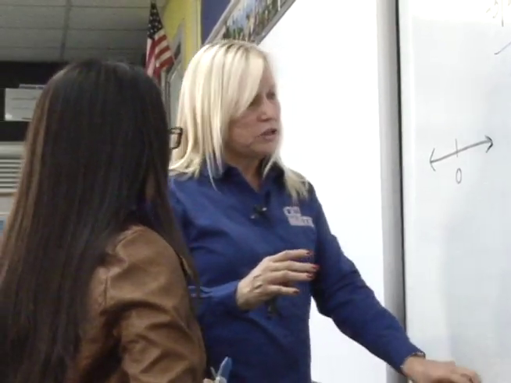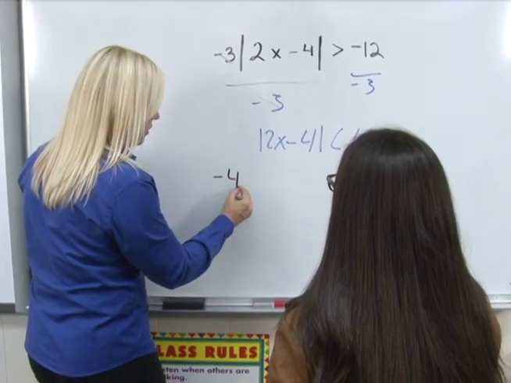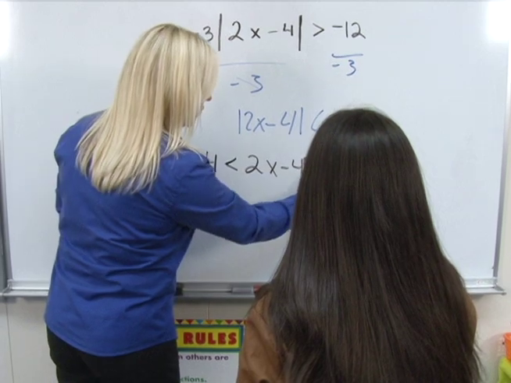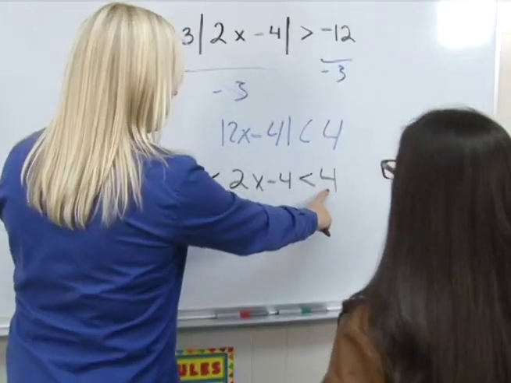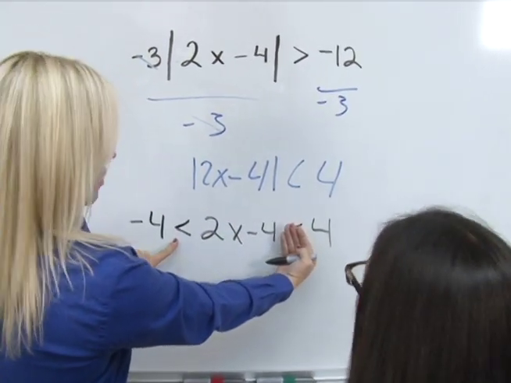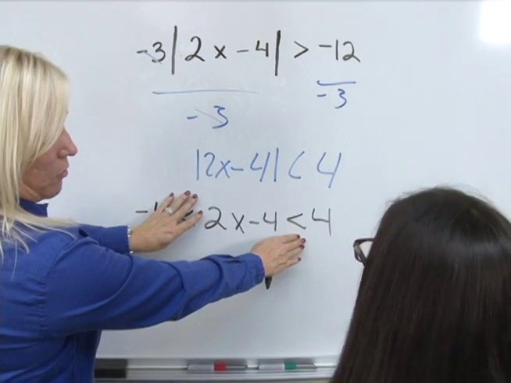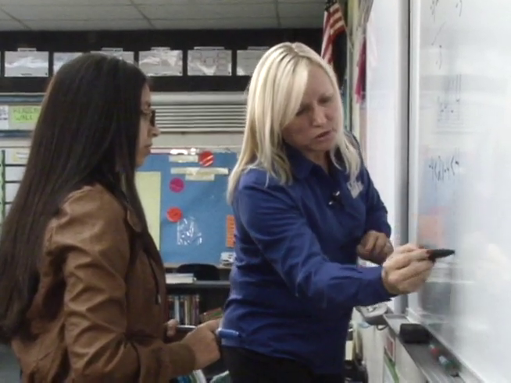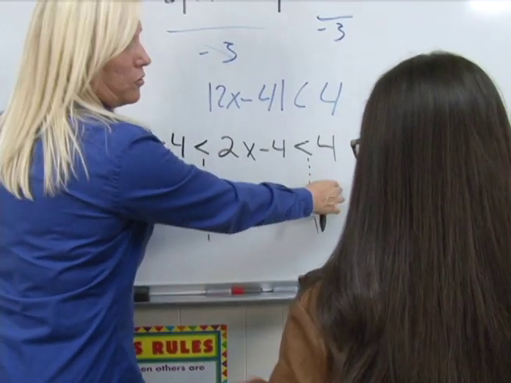Right. Okay, so what you're going to do is rewrite this as a compound inequality between -4 and +4. Okay, so now you're going to go ahead and solve this, but you've got to remember it's a compound. Not only is 2x minus 4 going to be greater than -4, it's also going to be less than +4, right? Okay, so now let's put some dotted lines here, because remember, whatever you do in the middle, you've got to do to both sides also.